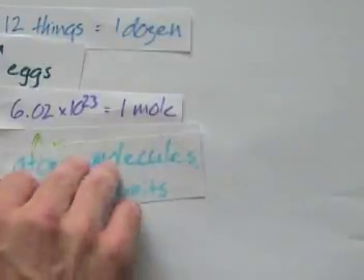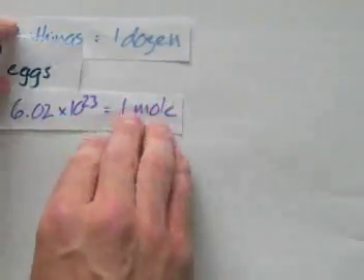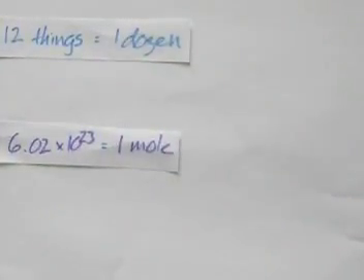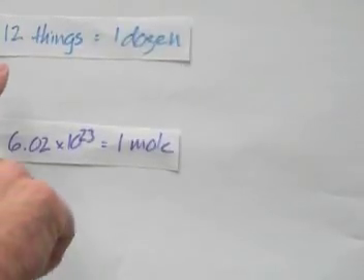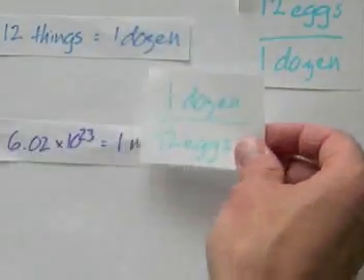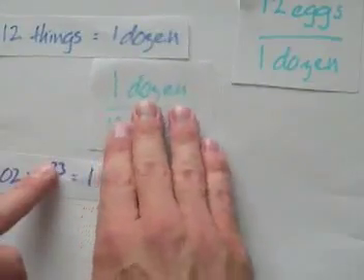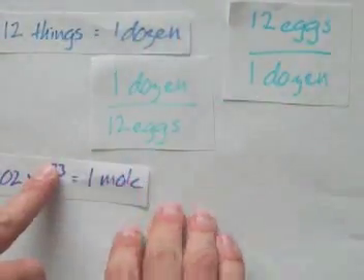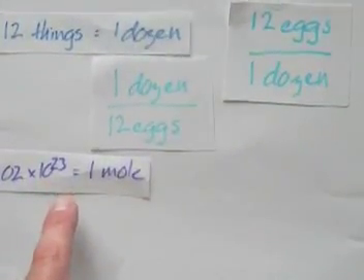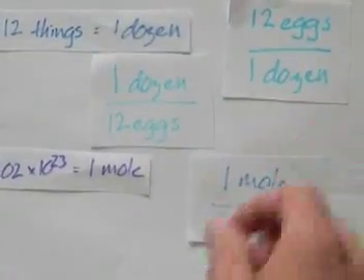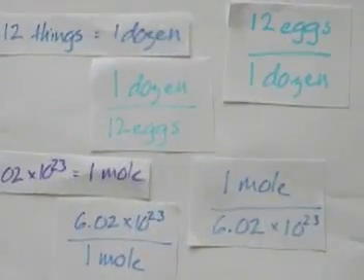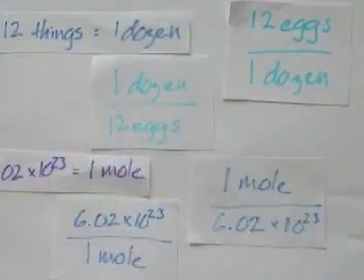Okay, now before we see this in action, I'd like you to notice that both of these equalities give us 2 possible conversion factors. 12 things is equal to 1 dozen. That means this is a possible conversion factor, and this is a possible conversion factor for the dozen, depending on what I'm trying to convert into what. Similarly, 6.02 times 10 to the 23rd representative particles is equal to 1 mole. I could use this conversion factor in my problem, or I could use this conversion factor in my problem. And we'll see how we figure that out in just a second. So first let's try it with a dozen.